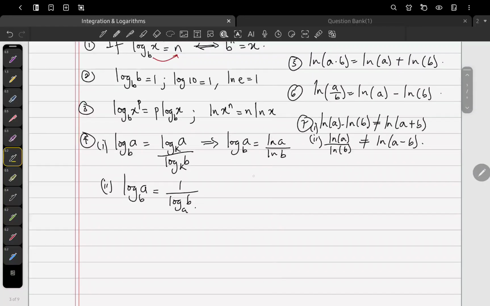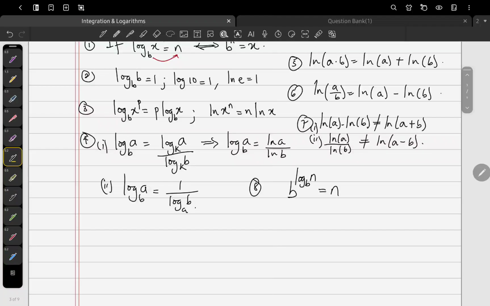Then the next one I would like to talk about is the one that is not popularly talked about. It is the fact that if I have a base to the power of the logarithm of anything n to that same base, it is equal to n.